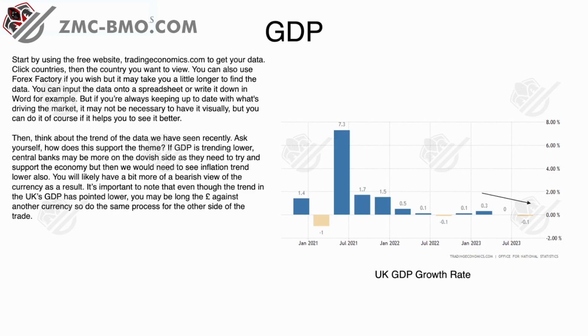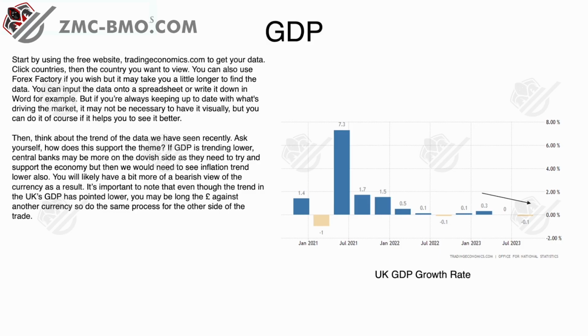So again, there is a lot of data, but all you're doing is just keeping up to date with what will drive that theme that the markets really care about. Now, if GDP is trending lower, central banks may be more on the dovish side as they need to try and support the economy. But then we would need to see if inflation trends lower also. You will likely have a bit more of a bearish view on the currency as a result. So if GDP is coming lower, inflation may also be printing lower, potentially. And again, you're probably not going to be long the currency in that sort of environment, on the margin.